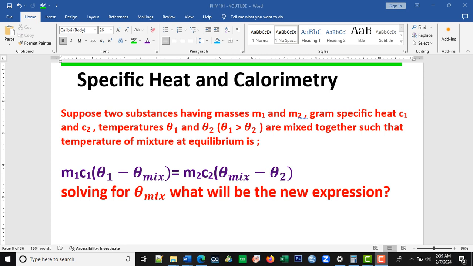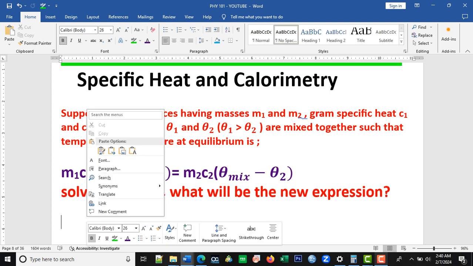So the instruction now is to solve for θ mix, that is, make θ mix the subject, and what would be the new expression. Okay, so for us to be able to solve this, we must first expand the bracket. So the two terms outside, M1 and C1, would be used to multiply with θ1 and also with θ mix. And then the two terms outside here, M2 and C2, would be used to multiply with θ mix and also θ2. So let's move to the next step.